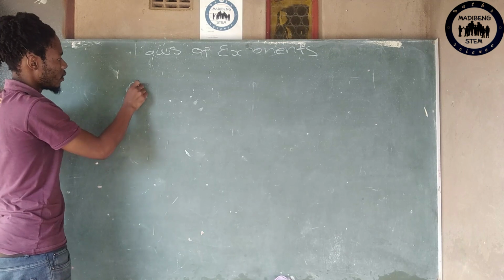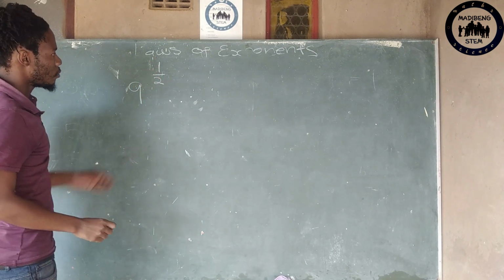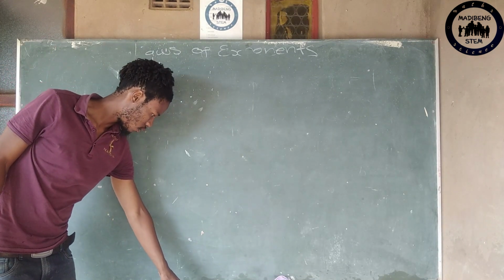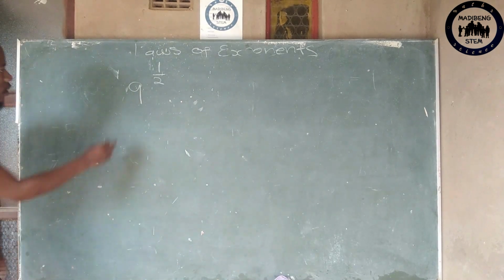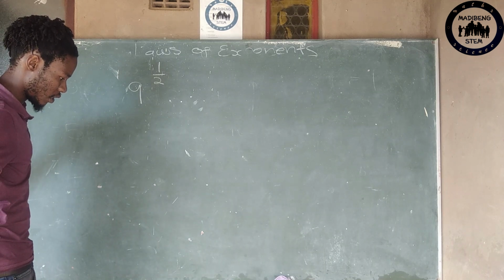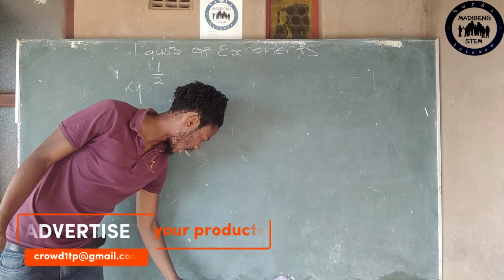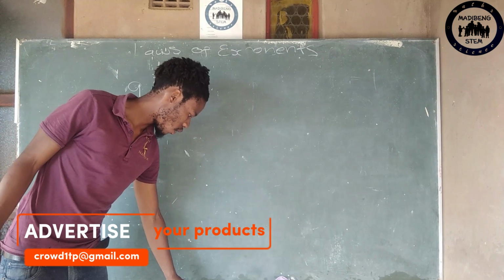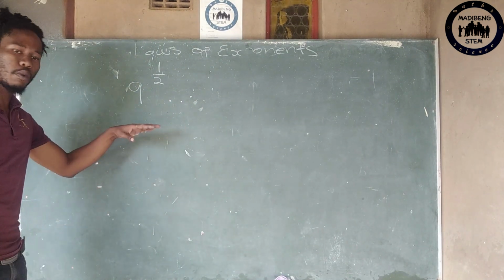So what is 9 to the power of 1 over 2? How do you simplify this? They say to you, simplify this expression. Now we simplify it, guys.